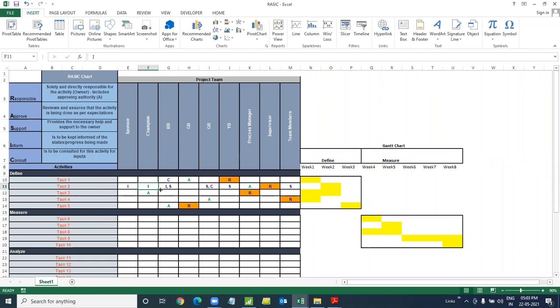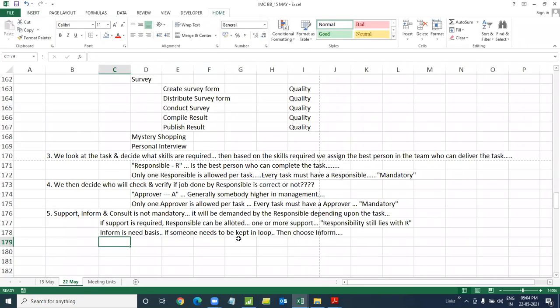So yes, if a task is important, it's critical, and you want to keep somebody informed, then keep I. If it's not a simple task, well, just don't use I. So if it's need basis, when you want to keep somebody in the loop and you want to inform that we are starting the activity, we are ending it, what's happening, somebody needs to be informed, choose I, otherwise leave it as it is.